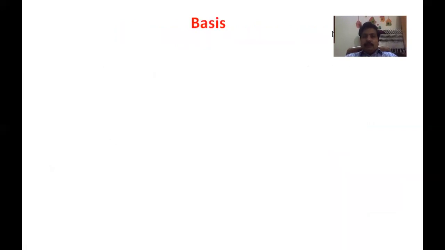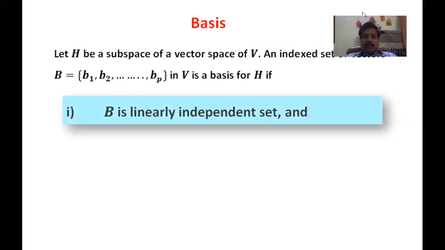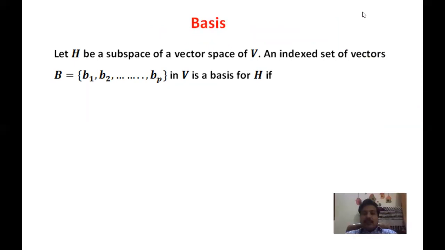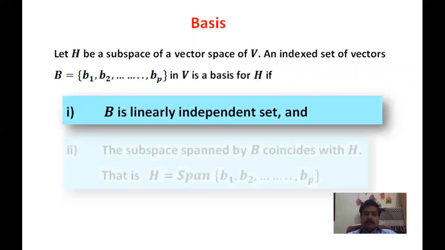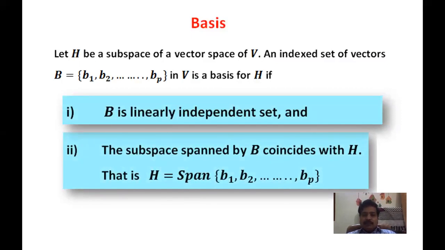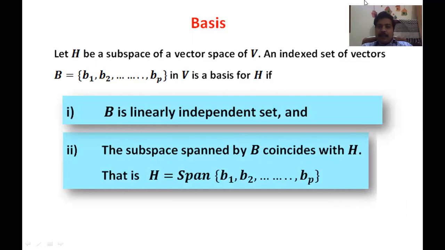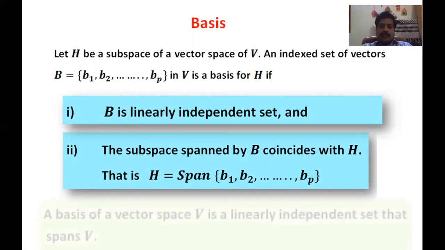And one more important definition is that of a basis. Let H be a subspace of a vector space V. An indexed set of vectors B equal to the set b1, b2 and so on bp in V is a basis for H if two conditions hold. First, B is a linearly independent set, and the subspace spanned by B coincides with H. That is, H is equal to span of b1, b2 and so on bp. So if these two conditions are satisfied by set B, then we say that B is a basis for H. If we can find a linearly independent set which can span the entire vector space V, then we can say that that set is a basis for V.